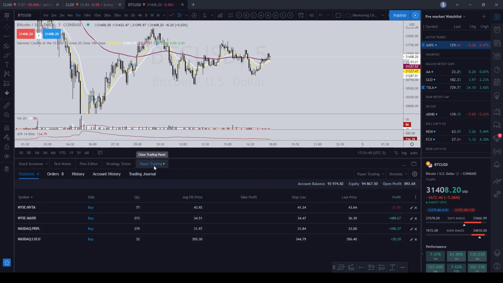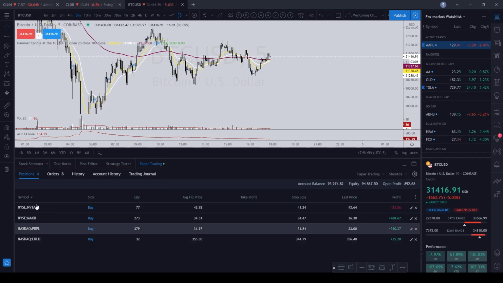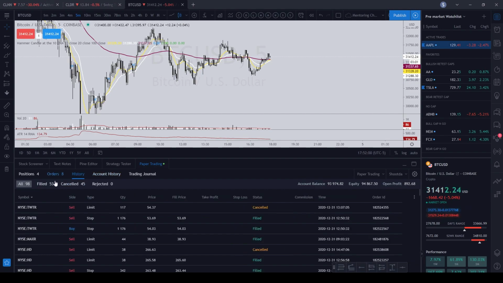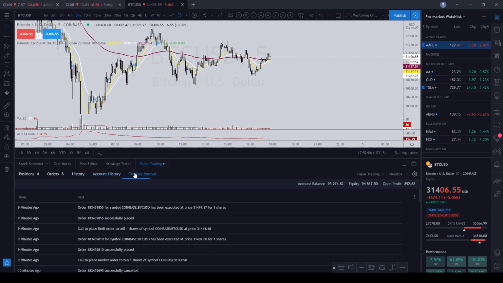Now, right beside the paper trading tab, you're going to see a little green dot that indicates that the current paper trading account is operational or open. All right. What you're going to see here is a positions tab. Currently, there's 4 positions that I have open. I have 8 orders that are open. This gives you a history tab, tells you what's been filled, what's canceled, etc. And then you've got your account history, and you've got a trade journal.